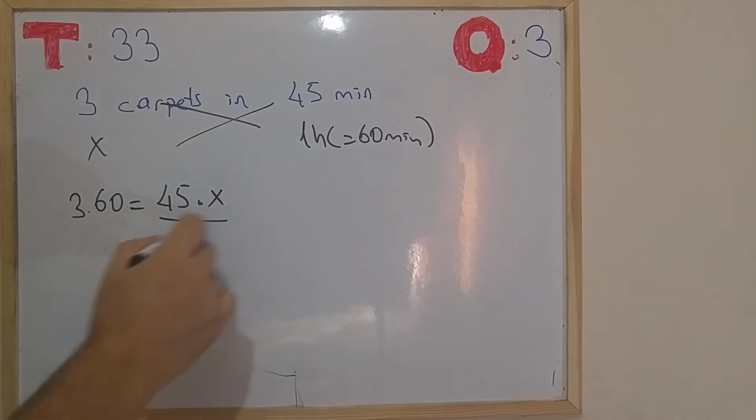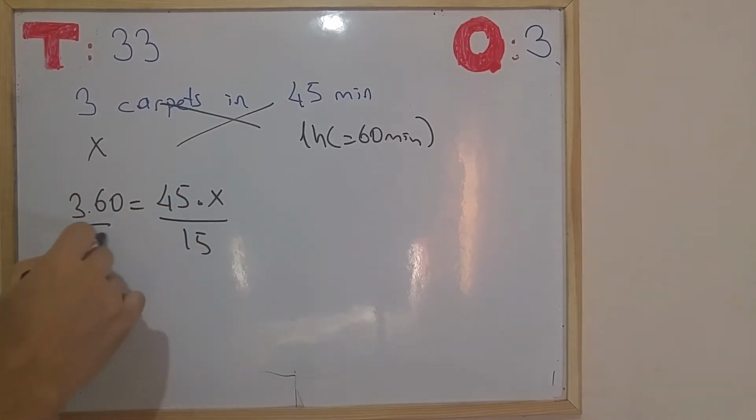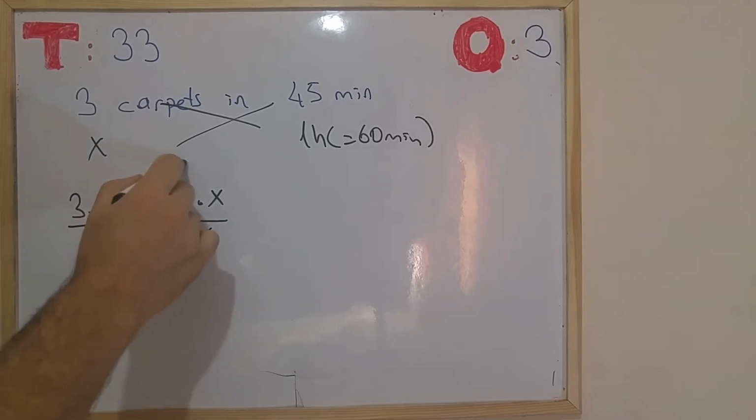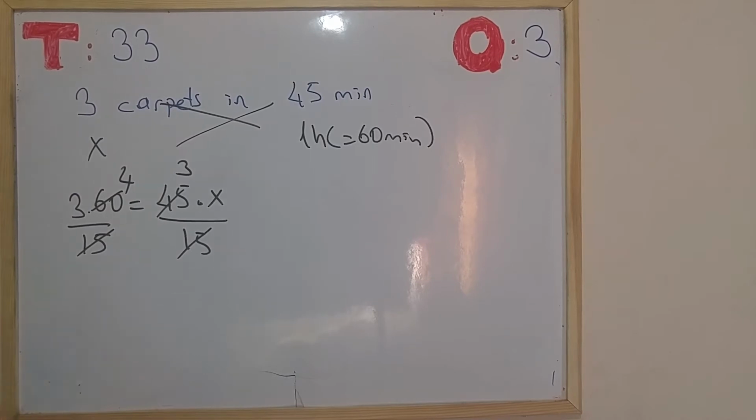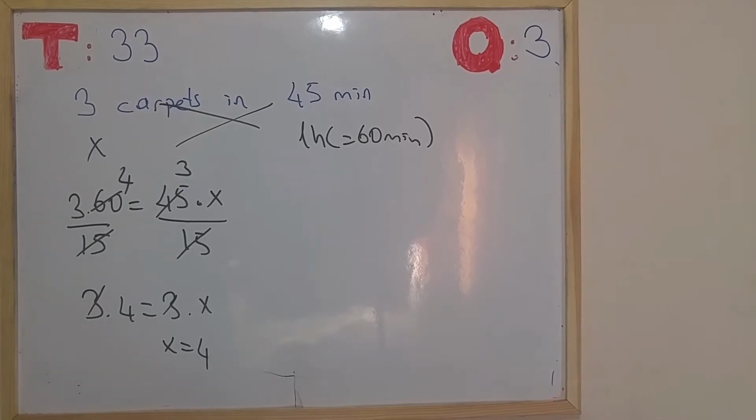When I divide each side by 15, this is going to be 3 and this is going to be 4. And I'm going to end up as 3 times 4 is equal to 3 times X. These 3's will cancel out each other too. So X will be 4. That means that this machine washes 4 carpets in an hour.